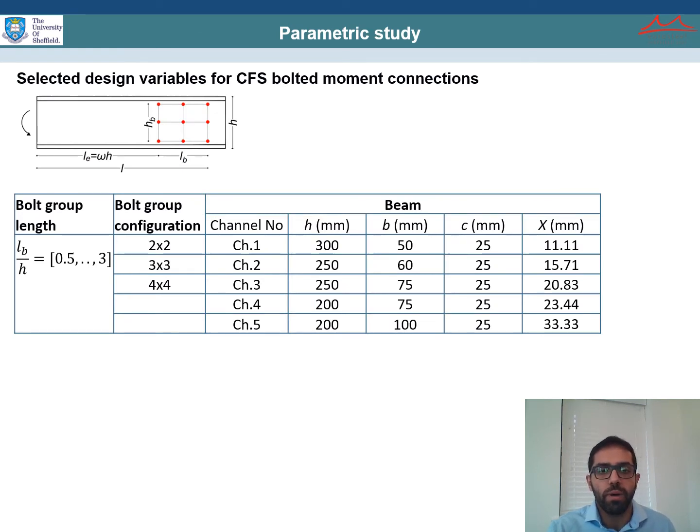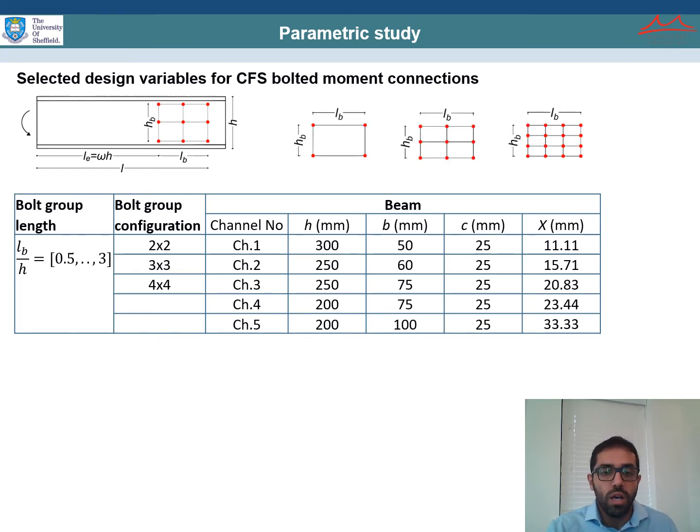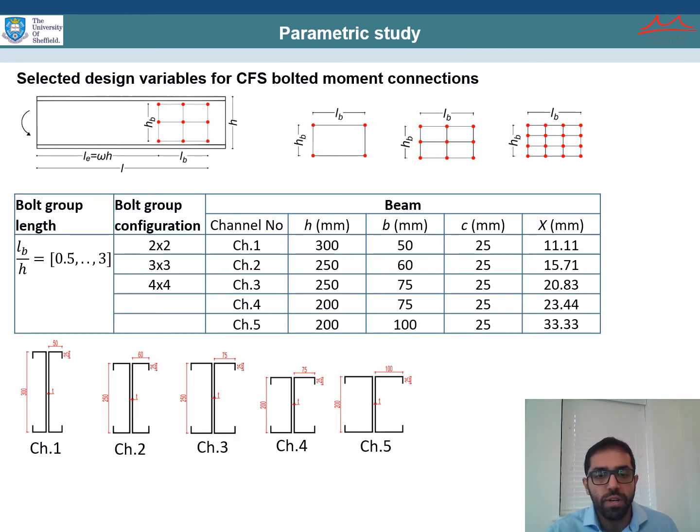The selected design variables for the conformative bolted moment connections are as follows. We have considered different bolt group lengths, starting from 0.5 to 3. It is the ratio of LB over H, where LB is the length of the bolt group and H is the beam depth. It starts from 0.5 to 3 with an interval of 0.5, and the bolt group configurations were 2x2, 3x3, and 4x4. In addition, 5 different back-to-back channels with different dimensions were used, as you can see in the table.